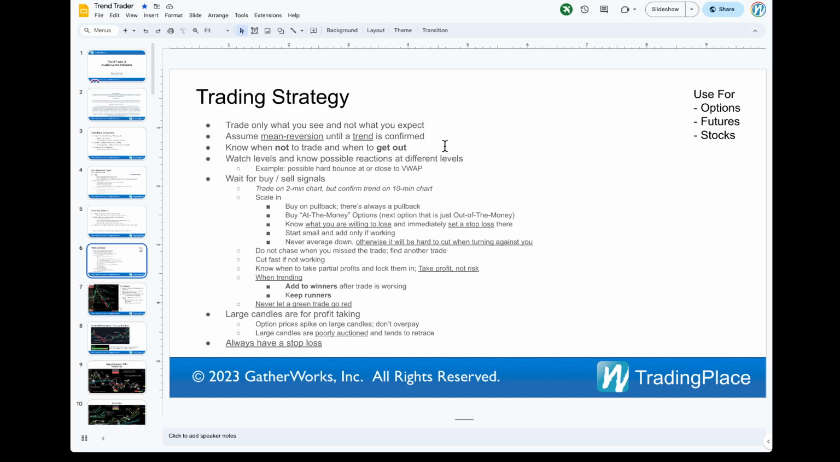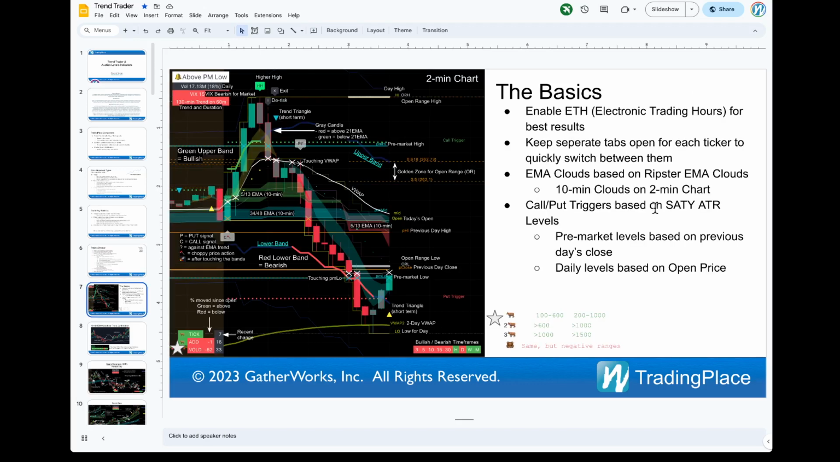Okay. And then know what the levels are. We'll talk about that. Know what happens at levels. So VWAP, it's very common that it's going to bounce or reject there. So know what could happen at different levels. Wait for the signals. We trade on a 2-minute chart. We confirm the trend on higher levels. And right now I added some features that make that much easier. Scale in. You guys can read this all at your own pace. I want to get to the charts. So this is the basics.